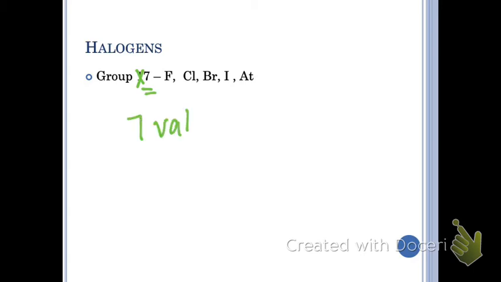So if you had to take a guess, would you say that elements in this group are pretty reactive or not very reactive? Not really reactive. Okay, here's the thing. They are really reactive because how many electrons do they need to fill their octet? They want 8, but they have 7, so they only need 1 more. So they will bond with anything and everything to take that other electron. So the halogens are really reactive.